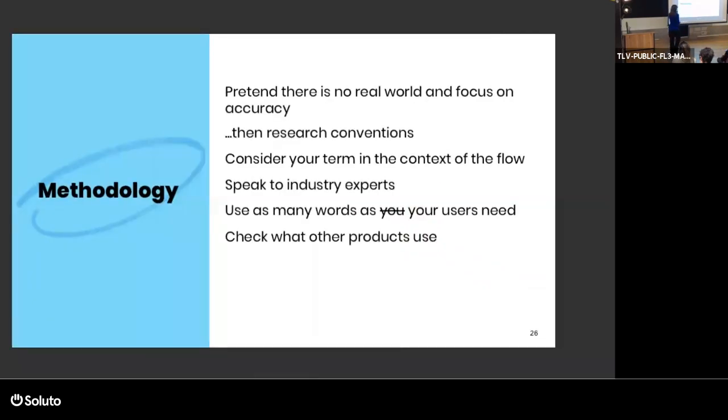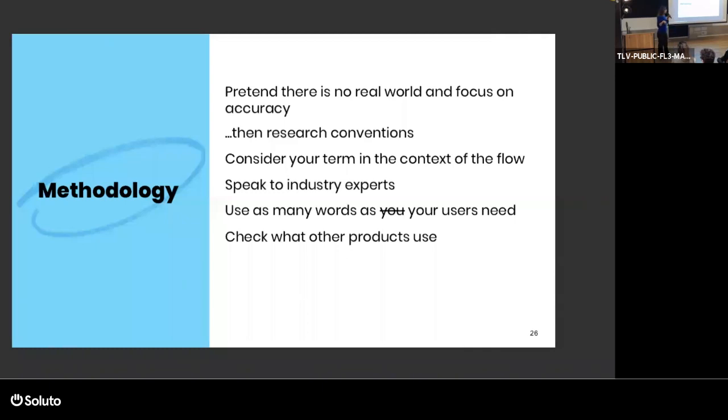Here, with trying to figure out how we could talk about authorize and capture, we started by pretending there is no real world. Just focus on accuracy. What exactly am I trying to describe? And then research conventions. Consider our term in the context of the flow. So now that we have a list maybe of some things that sound good to us, and we've researched conventions to take any off the list that have any nuances or preconceived notions that we didn't know about because they're common in these specific fields, but not in my everyday life.